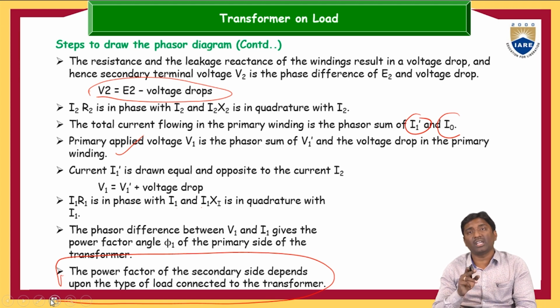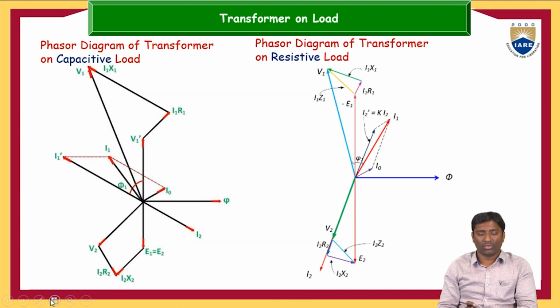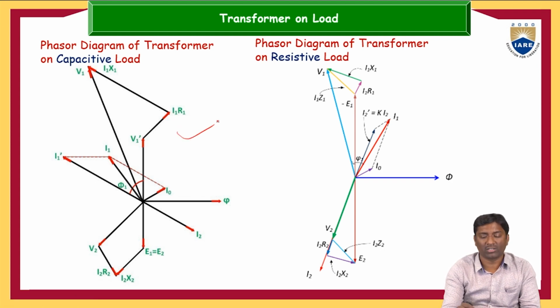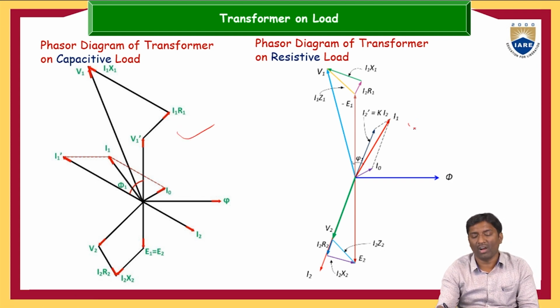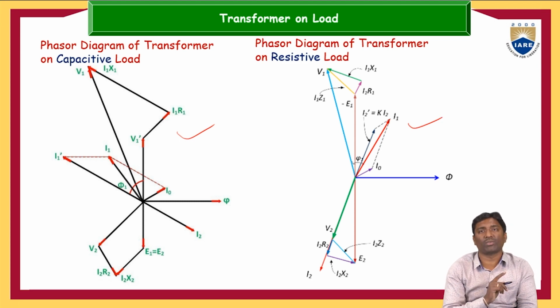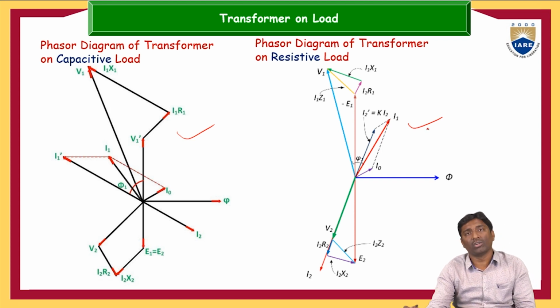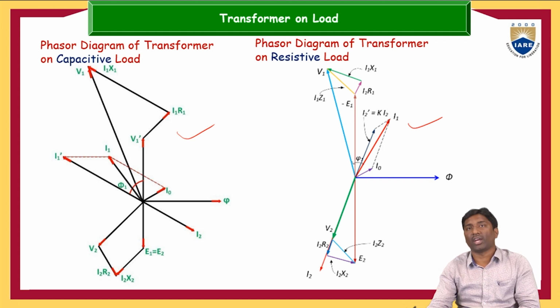This is the drawing of the phasor diagram for different types of loads. You can observe these diagrams. This is the phasor diagram for capacitive load. This is the phasor diagram for resistive load. You can follow these steps to draw the capacitive load as well as the resistive load. Okay. Thank you.